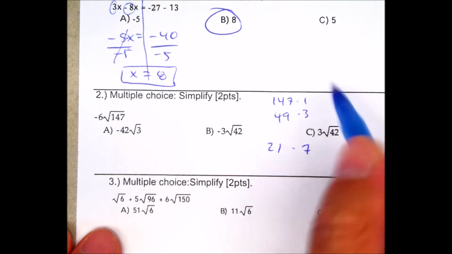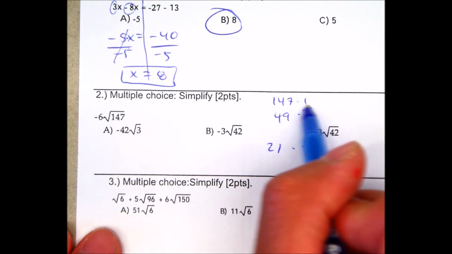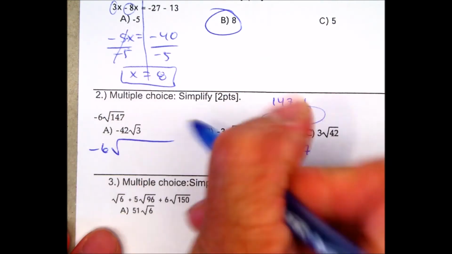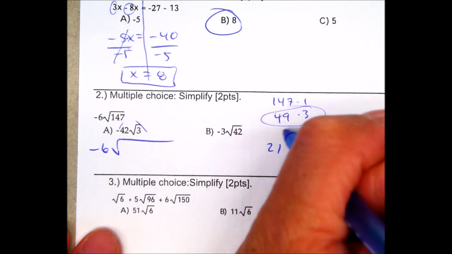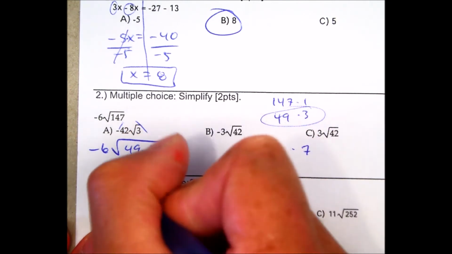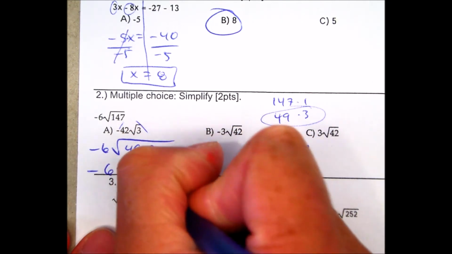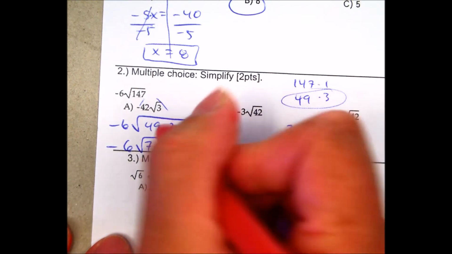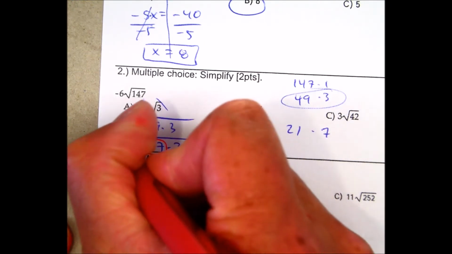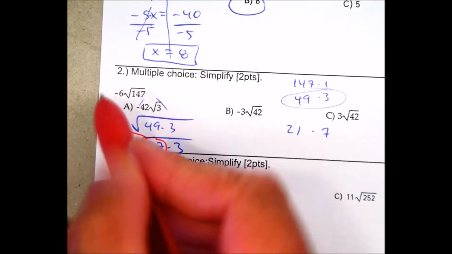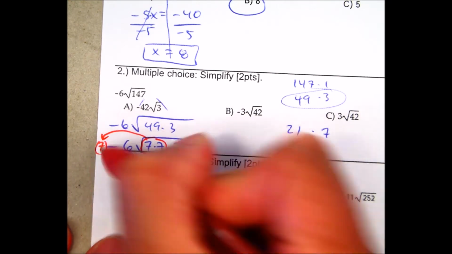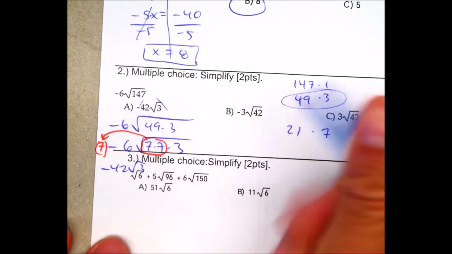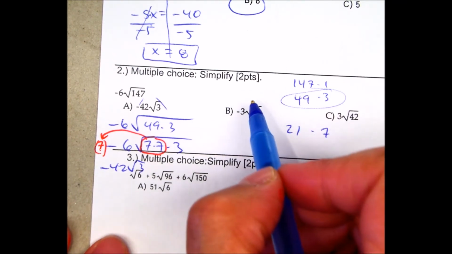Of the 3, I think in a previous video I may have done 21 times 7. But I'm going to choose 49 times 3. Because negative 6 times, so 147 breaks down to 49 times 3. And 49 is 7 times 7. And don't forget to bring down that 3. So here you have a pair. Those will come out. Now when this comes out, it's not 7 minus 6, it's 7 times negative 6, which is negative 42 radical 3. And that would be choice A.